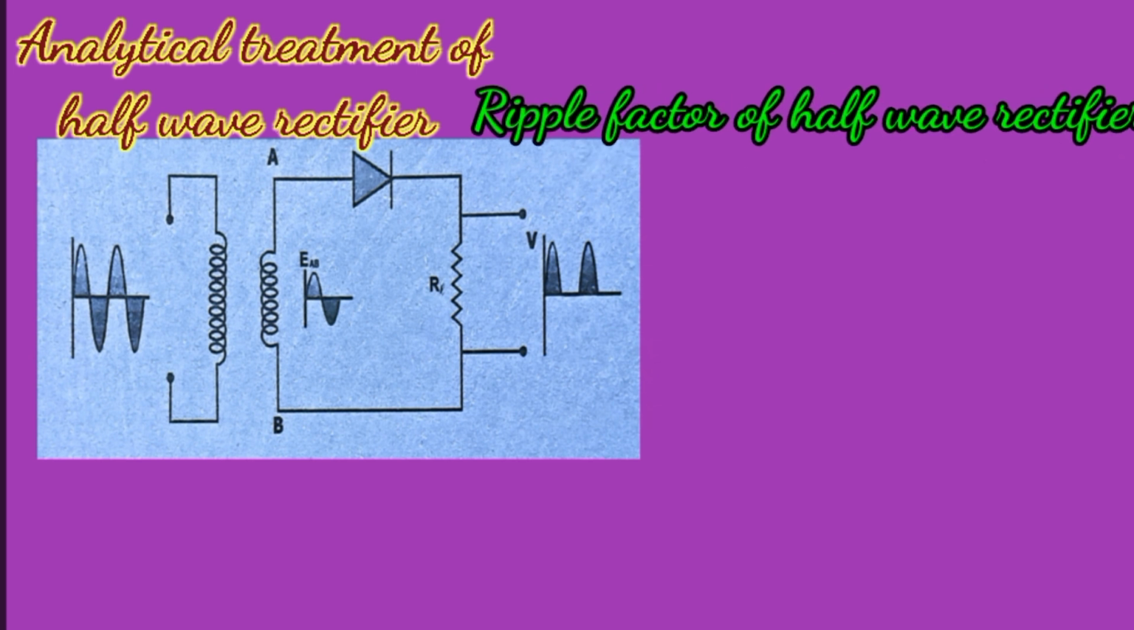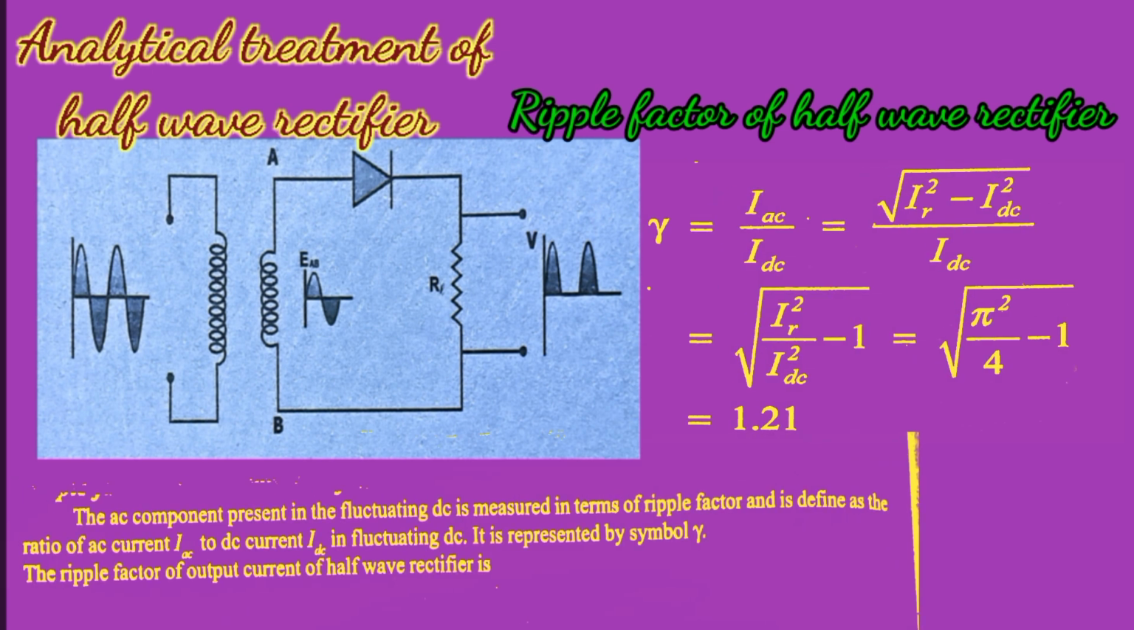Now let us calculate the ripple factor of the half wave rectifier. The AC component present in the fluctuating DC is measured in terms of ripple factor and is defined as the ratio of AC current IAC to DC current IDC in fluctuating DC. It is represented by the symbol gamma. The ripple factor of output current of the half wave rectifier is gamma equals IAC upon IDC. Putting in the values, gamma equals under root IR square minus IDC square upon IDC. By solving this we get gamma equals 1.21. Since IAC is greater than IDC, the half wave rectifier is a poor rectifier.